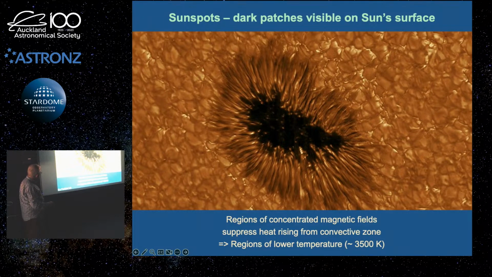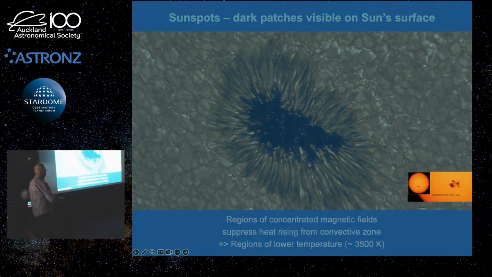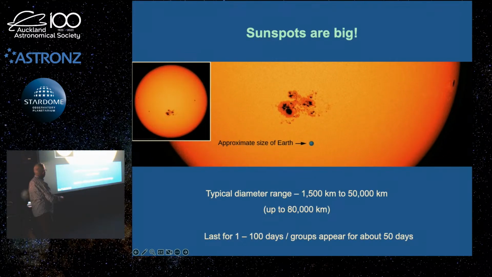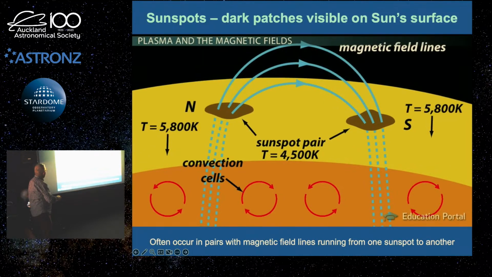Those darker spots there are still very, very hot, it's just that they're cooler. Why? It's because you've got these regions of concentrated magnetic field lines, these big loops, which I will see if I've got on the next diagram. I'm going to jump aside a bit. Here we go. So here's what they are.